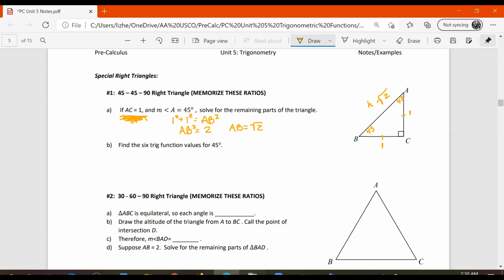And this is your special 45, 45, 90 right triangle. And you need to memorize that. These sides are 1s, and this is the square root of 2.